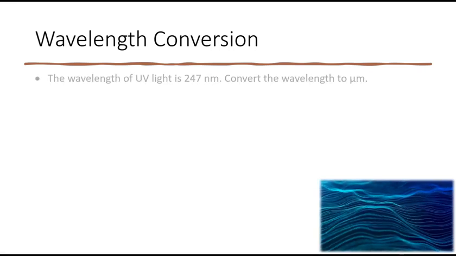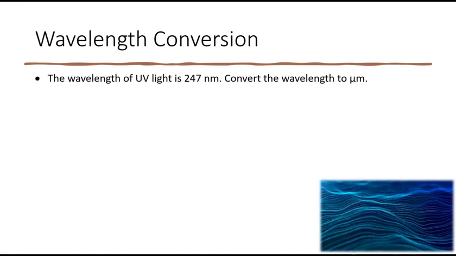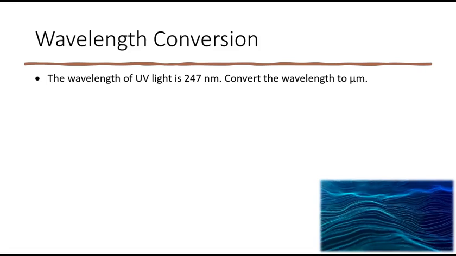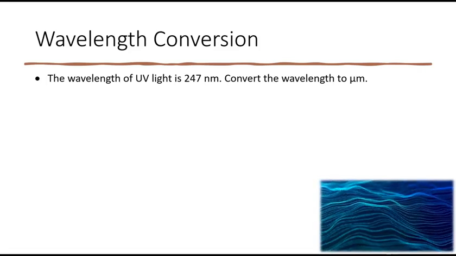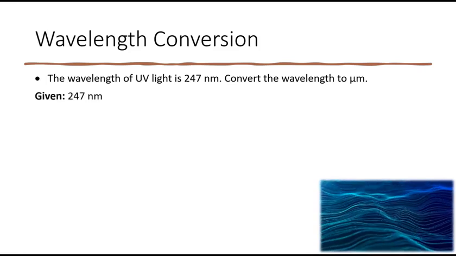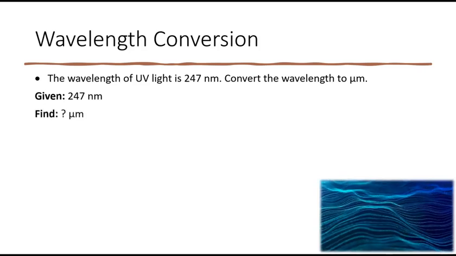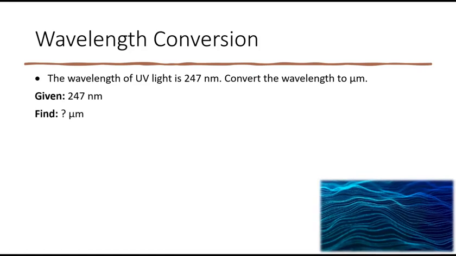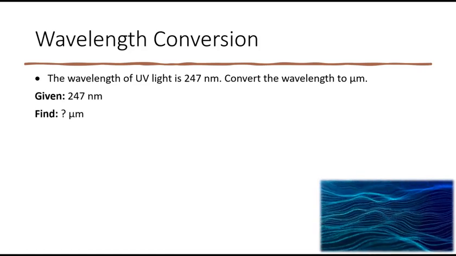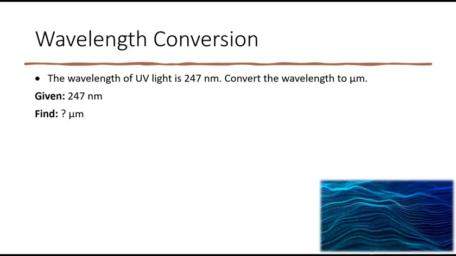Wavelength conversion. The wavelength of a certain UV light is 247 nanometers. Convert the wavelength to micrometers. Go ahead and identify the given and the find. The given is 247 nanometers. The find is micrometers. Go ahead and determine your solution map. How do we get from nanometers to micrometers? Then determine the relationships that you need.